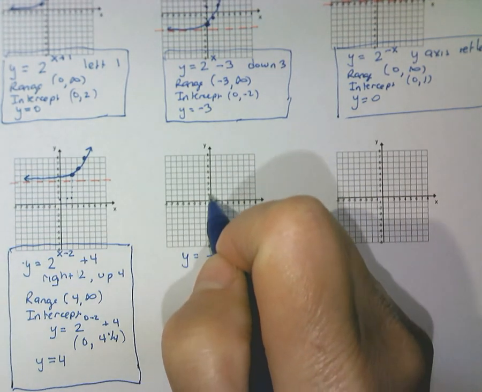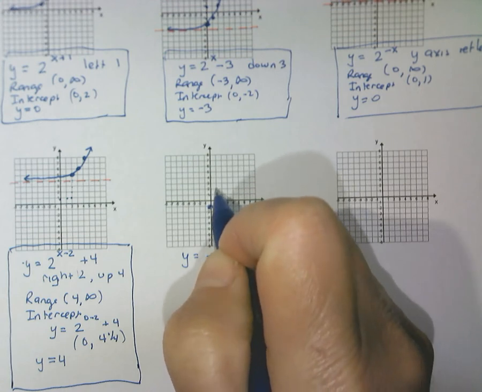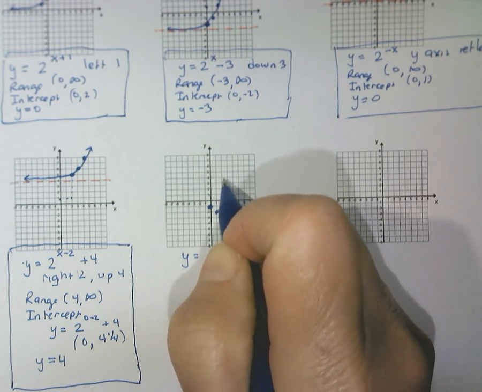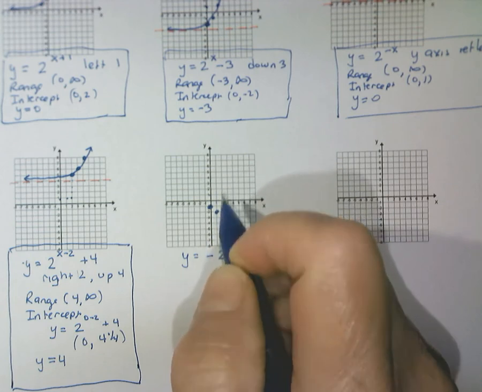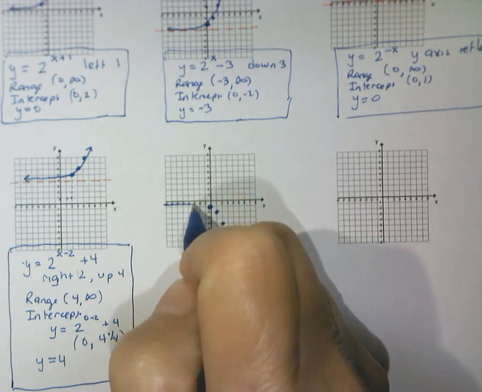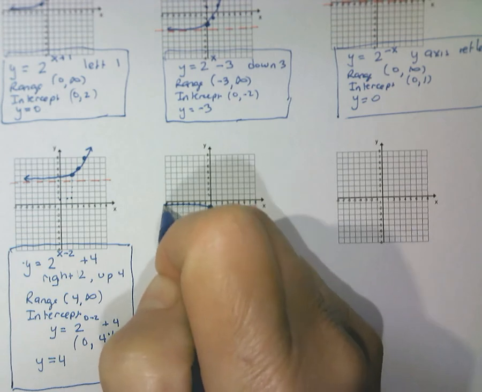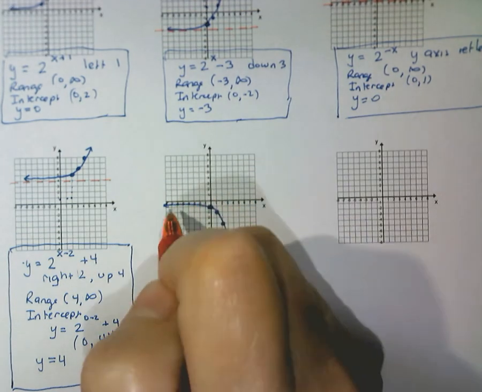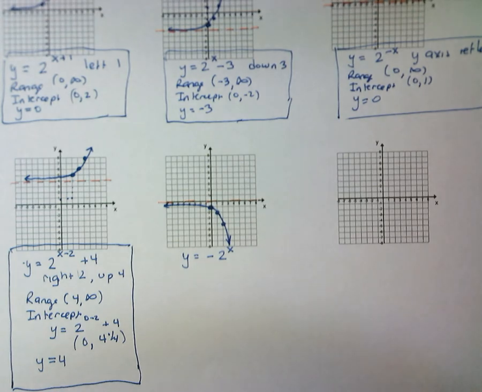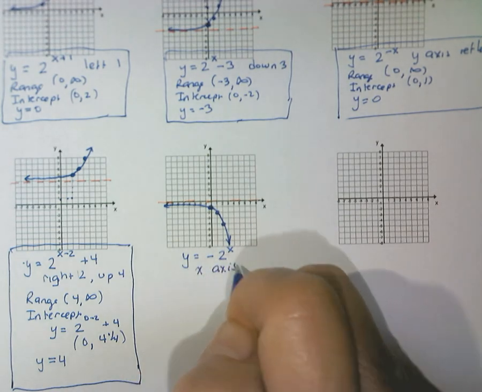So instead of the point 0, 1, it's going to be 0, negative 1. Instead of 1, 2, it's going to be 1, negative 2. Instead of 2, 4, it's going to be 2, negative 4. So this is an x-axis reflection.